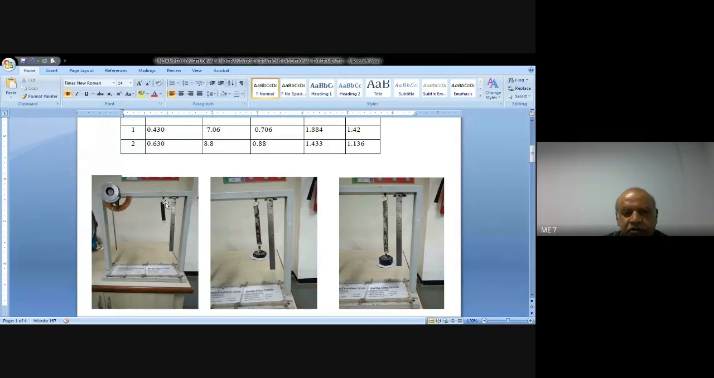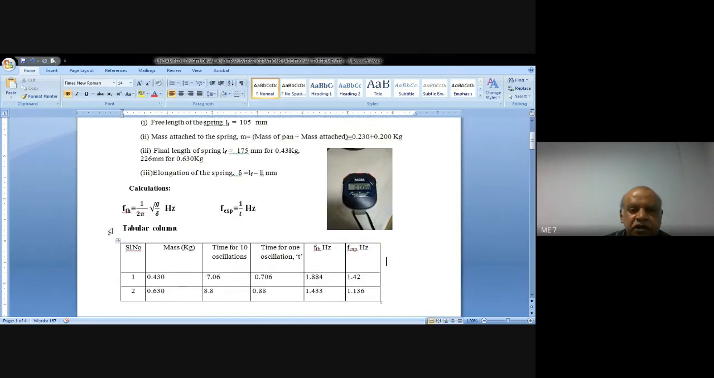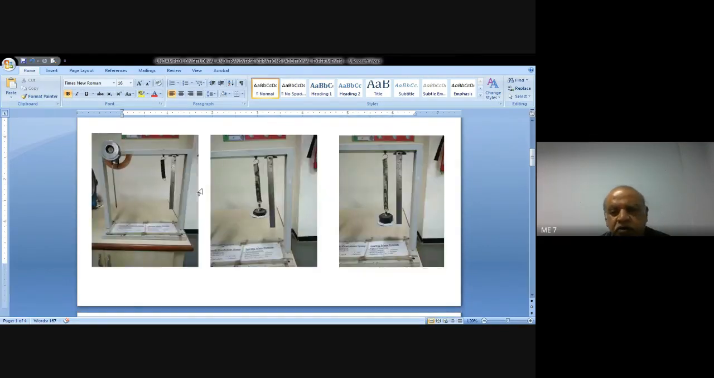Got it now as to how to do it. Take the initial length of the spring in unloaded condition. Weight of the pan is 230 grams. Weight attached is 200 grams. Take the final length of the spring. The difference between final length and initial length will give you the static deflection. So 1 by 2 pi root g by delta will give you the theoretical frequency. And then give initial displacement to this spring mass system and allow it to oscillate.